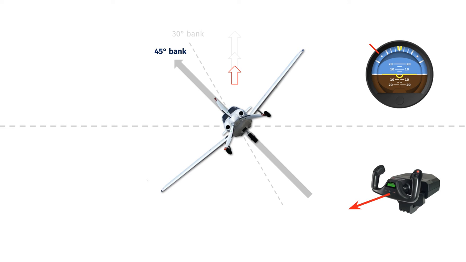At angles above 30 degrees, this effect becomes more pronounced. For example, at 45 degrees, we have much less lift counteracting gravity, which requires more back pressure. And it might even help to begin adding some power, all while keeping a scan over the attitude indicator so we don't deviate from the target bank angle.